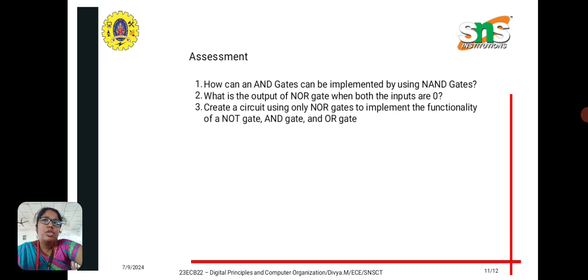NAND and NOR are universal gates. We can design any type of gate by using NAND and NOR gates. By answering these questions, you can understand the NOR and NAND implementation.